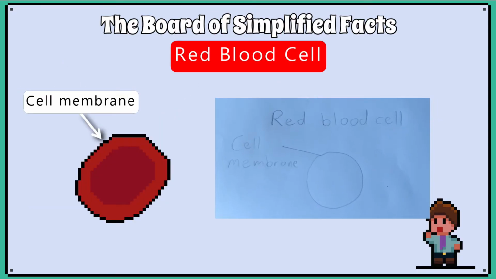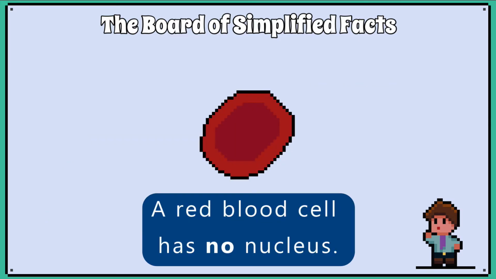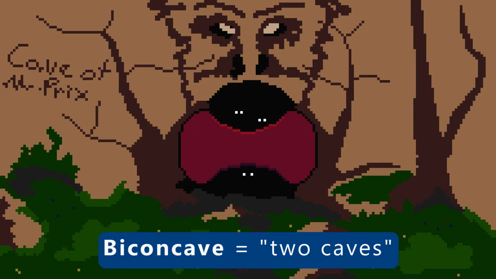We need to know how to produce basic drawings of a red blood cell and a white blood cell known as a phagocyte. A red blood cell has no nucleus, so we only need to label the cell membrane. The red blood cell has a biconcave shape. I like to think that from the side you see two caves.